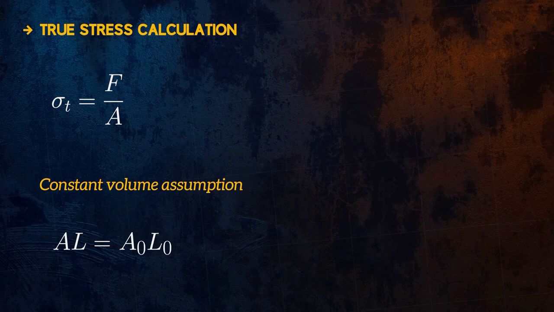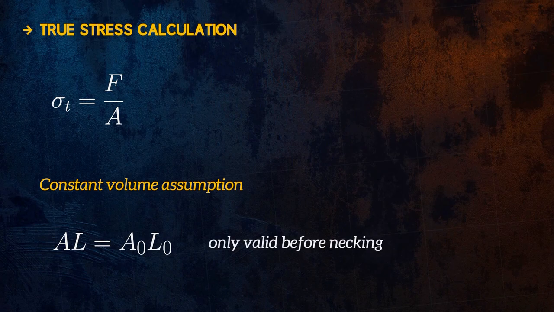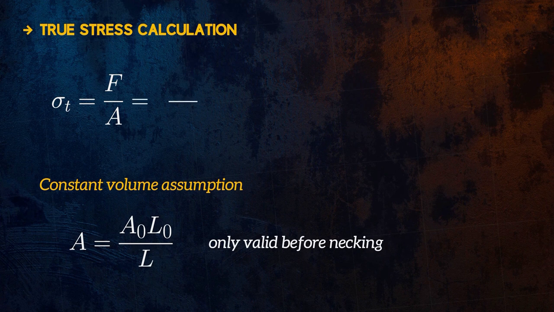But it is important to know that this assumption is not valid after necking has occurred, because of the associated change in the cross-sectional area. Beyond necking, we would need to base the true stress on actual measurements of the cross-sectional area. But anyway, we can rearrange this equation so that instantaneous area is on the left-hand side, and then substitute it into our equation for true stress.